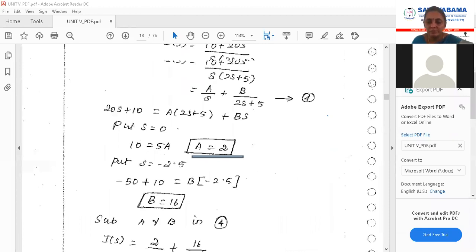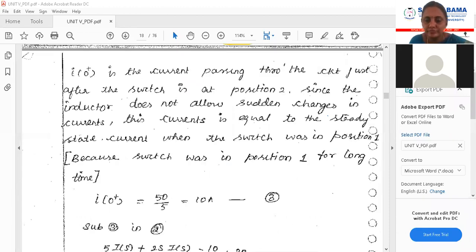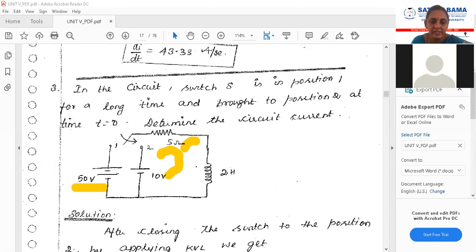See, in the last problem, they had given the circuit. They told switch S is in position 1 for a long time and brought to position 2 at time t is equal to 0. So from position 1, it has been changed to position 2. In position 1, the inductance has been in charging state. Coming to position 2, the inductance should be discharging.